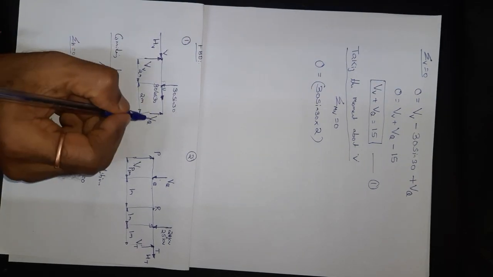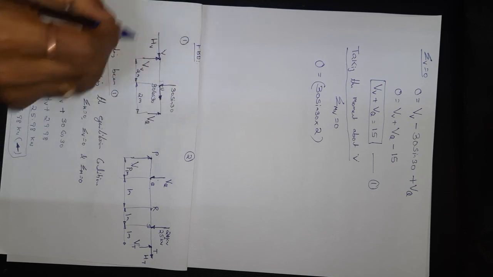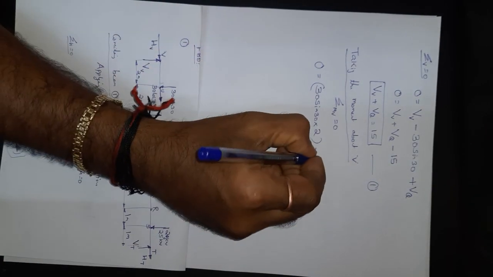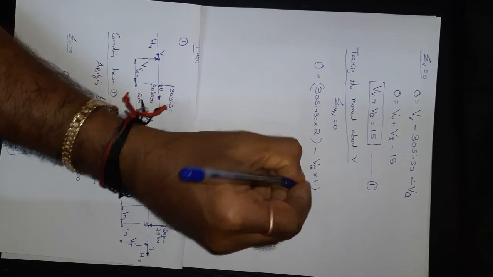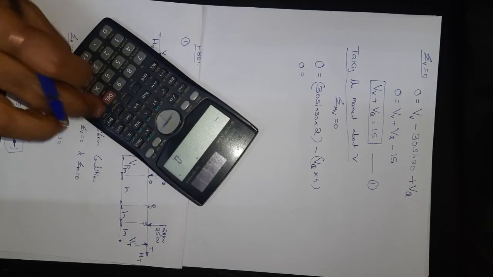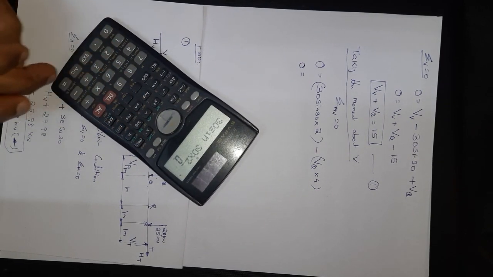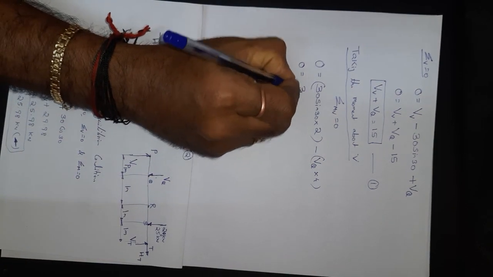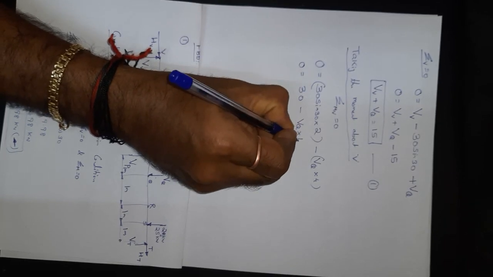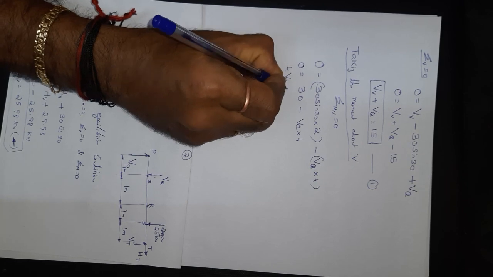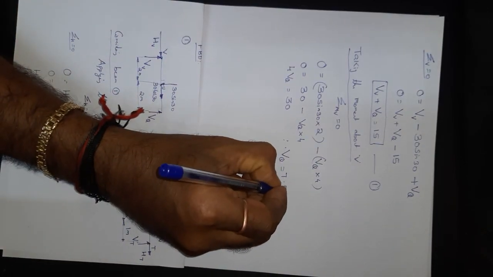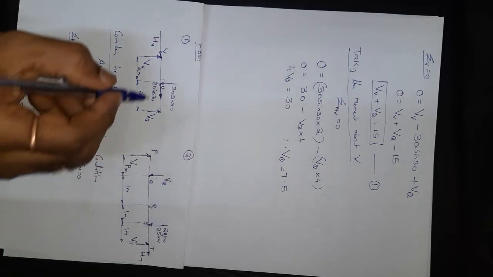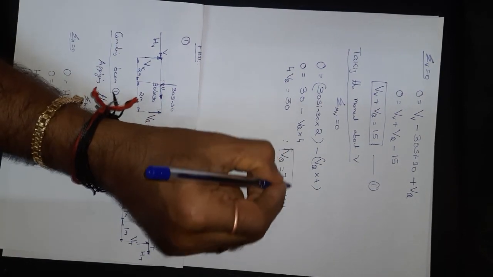Right. And VQ which is acting vertically upwards, which tends to rotate the object in anti-clockwise direction, of magnitude VQ into its perpendicular distance from the origin. So that is 2 plus 2, which is 4. So 0 equal to 30 sin 30 into 2, which is 30, minus VQ into 4. So this can be rewritten as 4 VQ equal to 30. Therefore VQ is equal to 30 by 4, which should be 7.5. The unit you should remember, because everything is in kilonewton, so VQ is in kilonewton.